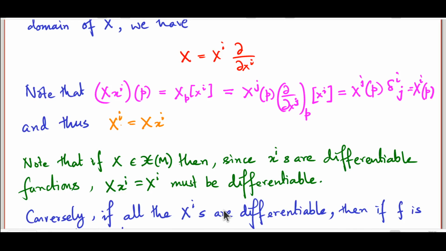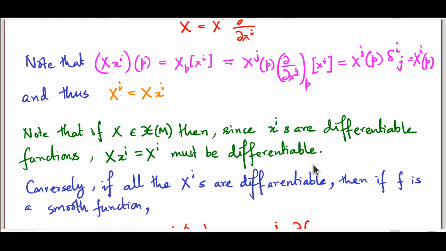Now, it's very easy to see that if capital X is a smooth vector field, it's supposed to act on any smooth function and give rise to a smooth function. And small xi's are obviously differentiable functions. They are actually the most obvious differentiable functions that you can have. Capital X acting on xi, which gives you capital Xi, must be differentiable. So all the component functions of a smooth vector field must be differentiable functions.